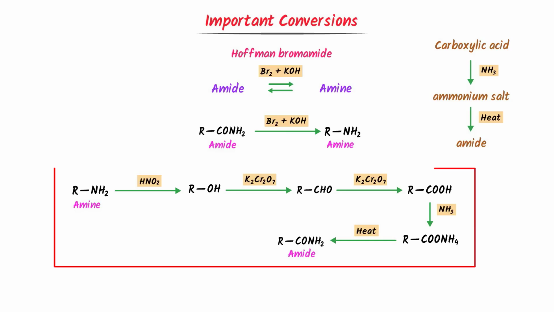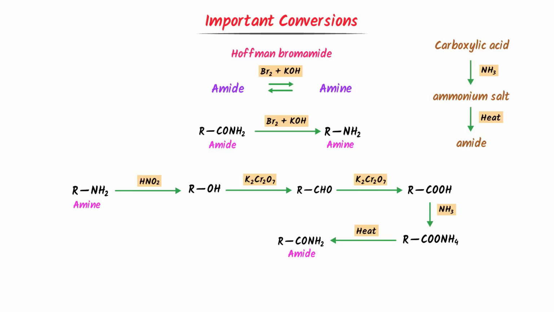Secondly, we convert amine to alcohol, then to aldehyde, to carboxylic acid. We add NH3 to carboxylic acid to get the salt. When we heat the salt, we get amide. So note down all these important steps.